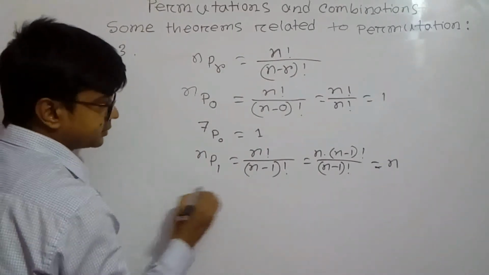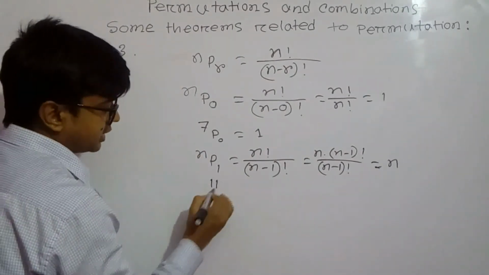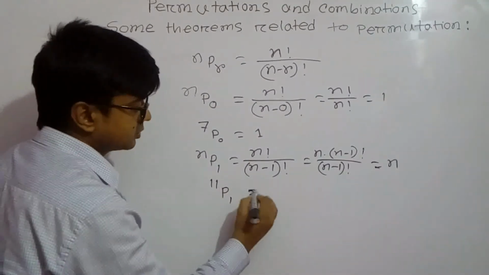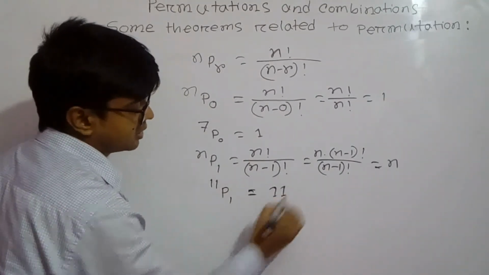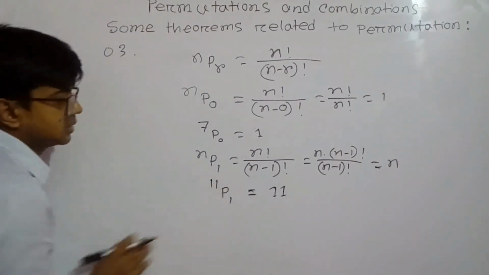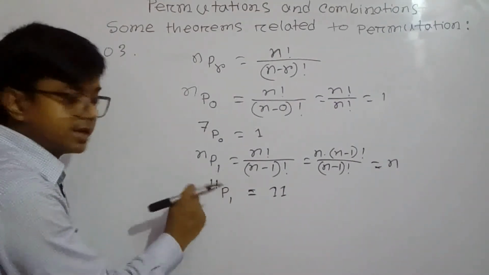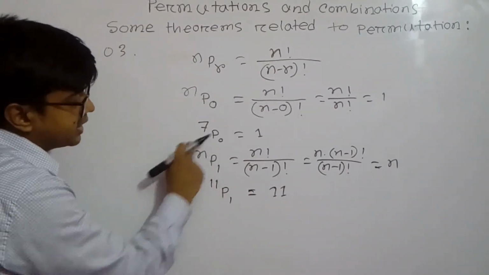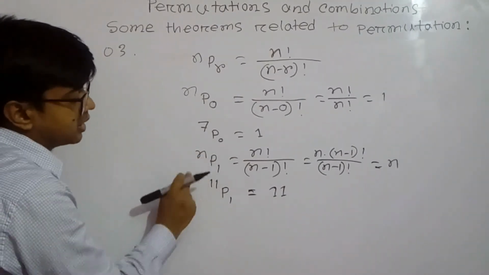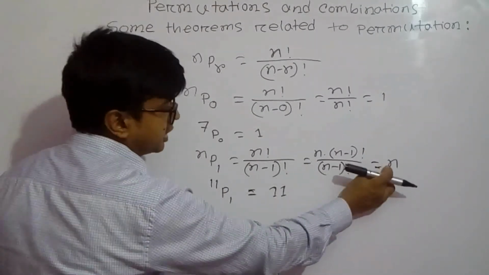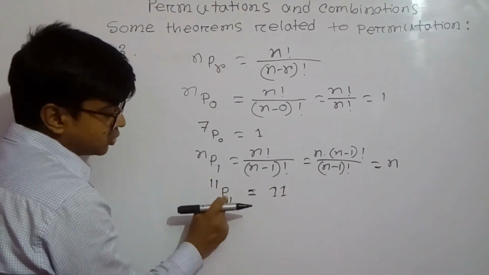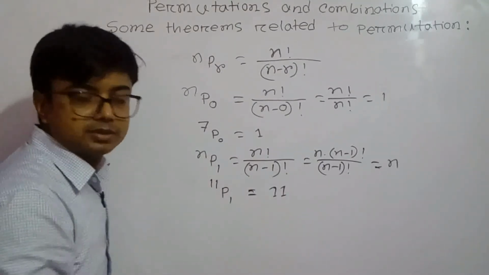Suppose here 11P1 equals 11. Our answer will be 11. So we can write here, if r equals to 1 and for any value of n, our answer will be n. So here r equals to 1, so our answer will be 11.